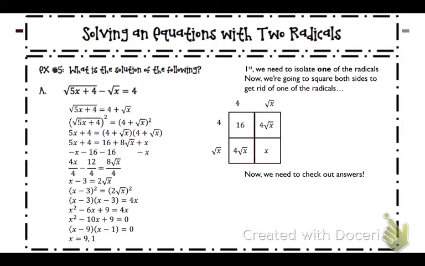Now, last thing you always need to do is double check that they actually work. So I'm going to plug 9 in. So I have the square root of 5 times 9 plus 4 minus the square root of 9. And that does equal 4, so that one works. We're good. I'm going to plug 1 in. So I have the square root of 5 times 1 plus 4 minus the square root of 1. That equals 2. 2 is not 4, so that one does not work. And x equals 9 is my only answer there.